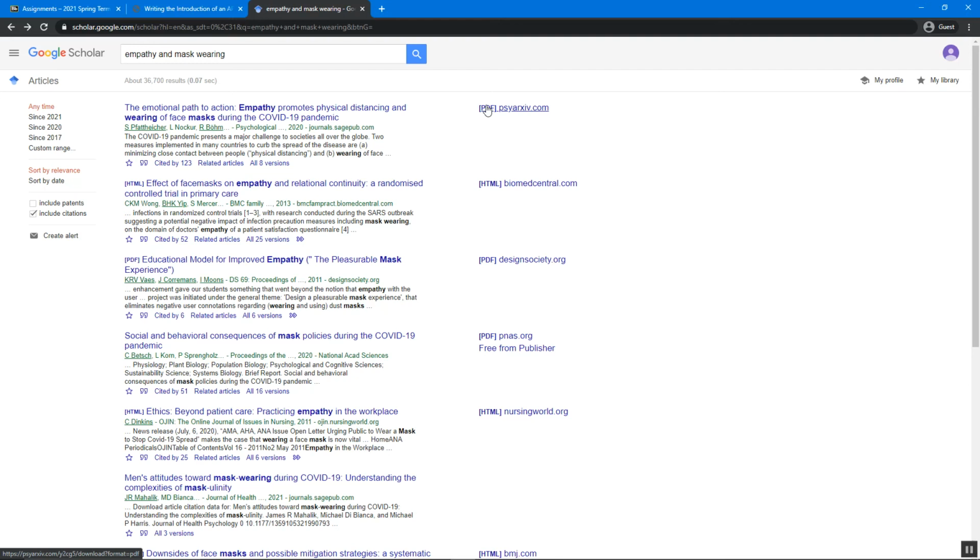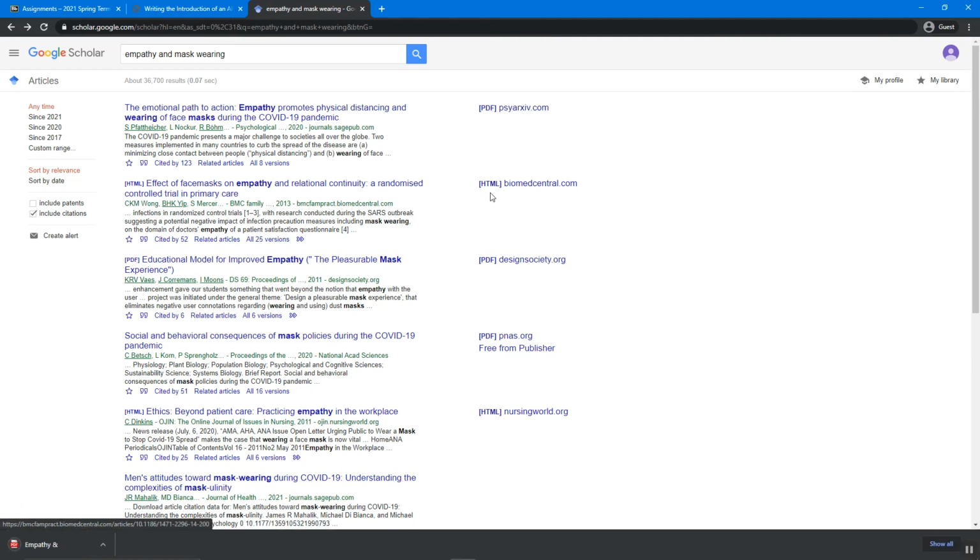If it's not free and it's not either in Google Scholar or in the PsycInfo, PsycArticles through the library, move on to a different article. Do not pay for anything. If it says PDF here, it's free. If it says HTML here, it's also available. If it says nothing, then it's probably not available. They're going to make you pay for it, don't pay for it. So this one says PDF. I'm going to click on it. It's going to give me the whole manuscript.